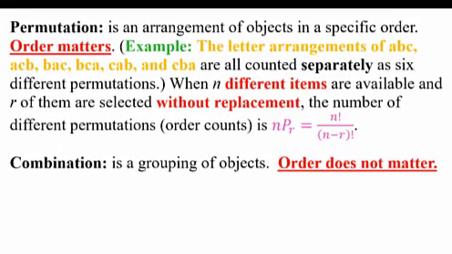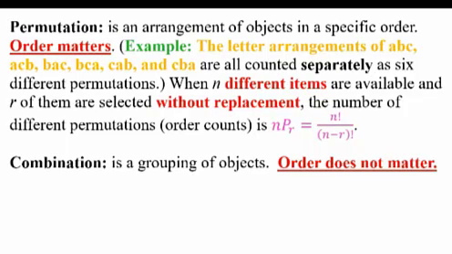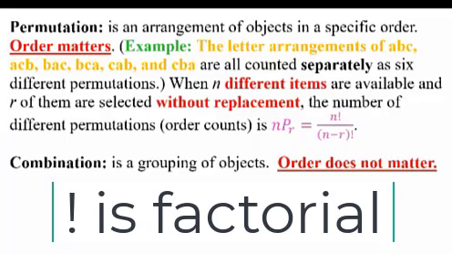Permutation is an arrangement of objects in a specific order. Order matters. Example, the letter arrangements ABC, ACB, BAC, BCA, CAB, and CBA are all counted separately as 6 different permutations. When n different items are available and r of them are selected without replacement, the number of different permutations, order counts, is nPr equals n factorial over n minus r factorial.